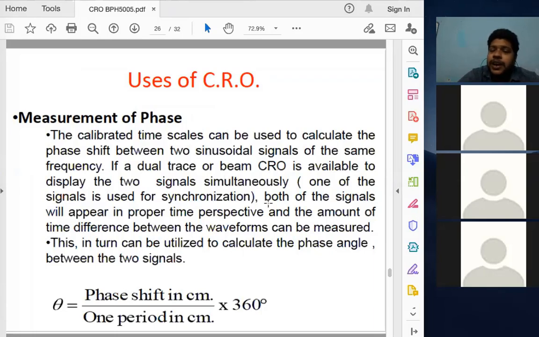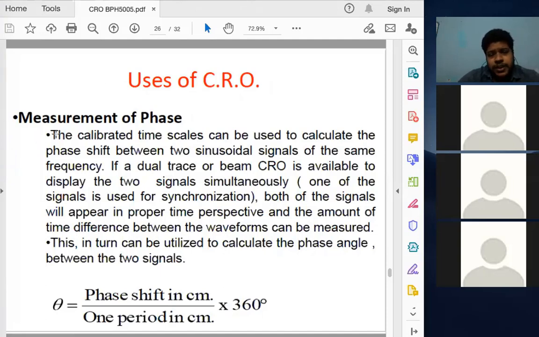I told you there are two channels, channel 1 and channel 2, where we can give two signals, and both signals will be visible on the screen. We have also seen one CRO with four channels. Depending upon the channels, we can give several signals, but for measuring a phase shift we need at least two signals. Then we can talk about the difference between them.